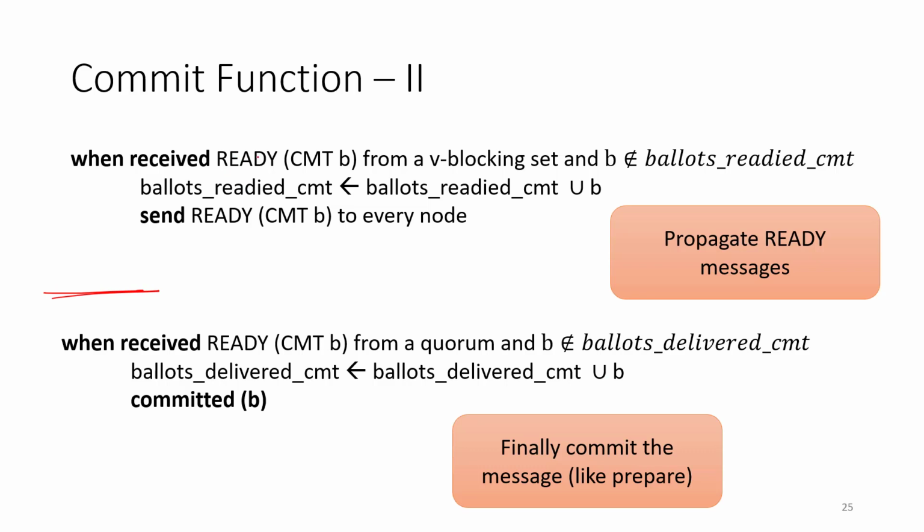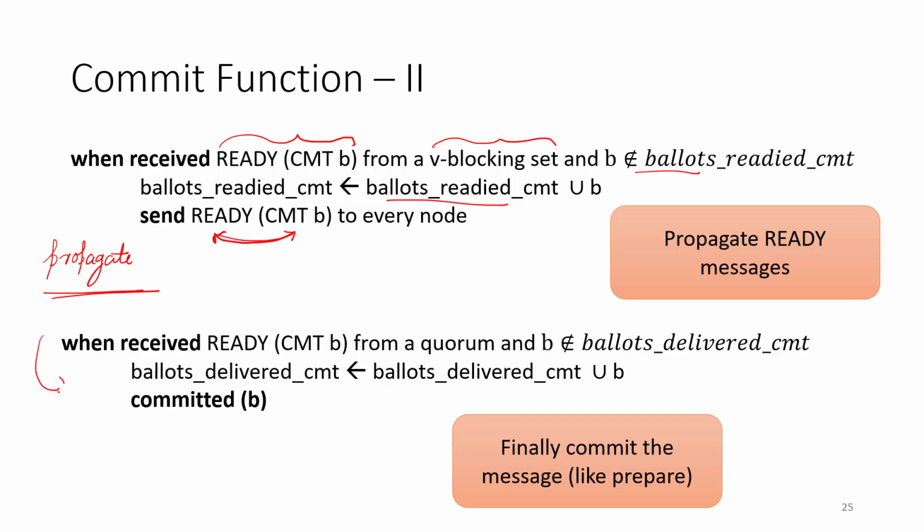So the commit function over here is that when you receive ready commit B from a V blocking set, this is again the propagate. We have always had a function to propagate the ready messages. So when we receive ready commit from a V blocking set, same idea, and we have already not readied it, then we put it into the ballots ready commit set, and we send a ready commit B message to every node. So to every node, we send a message, just propagating the ready message.